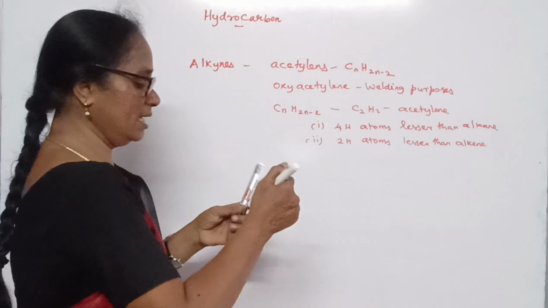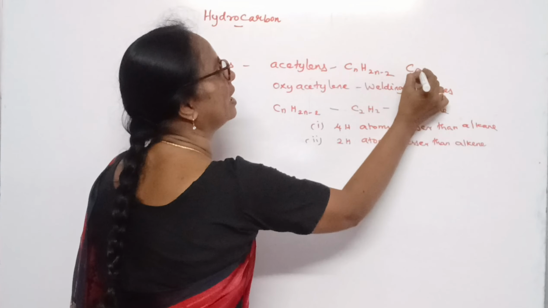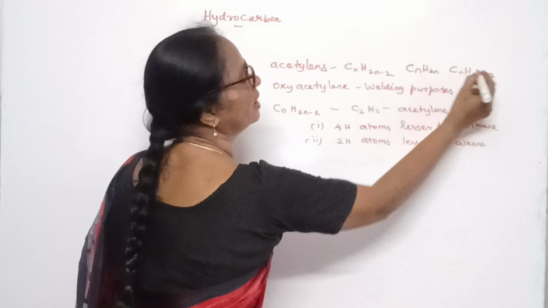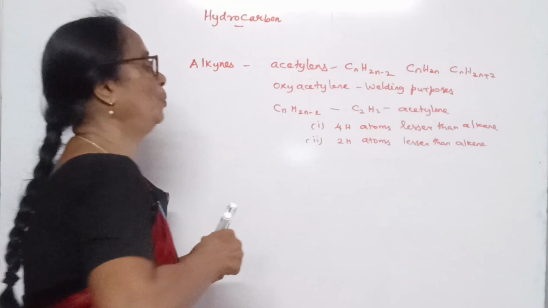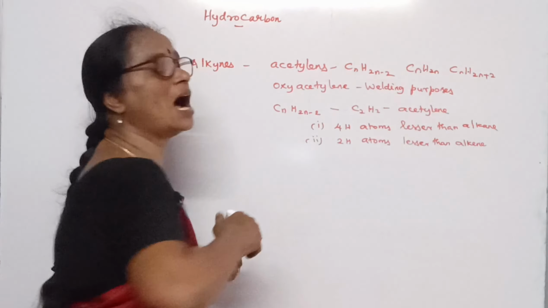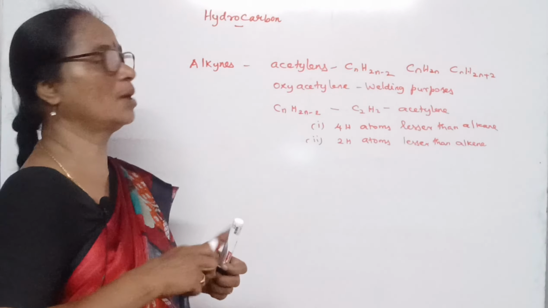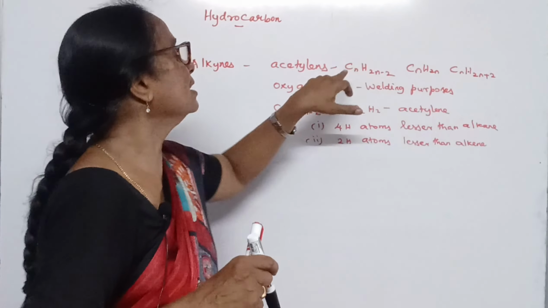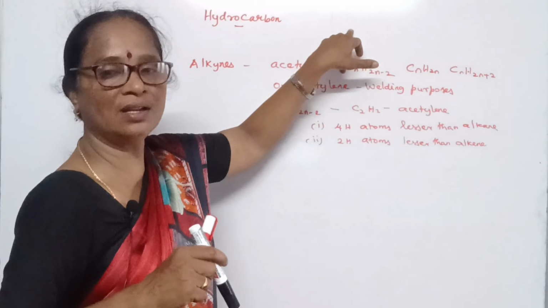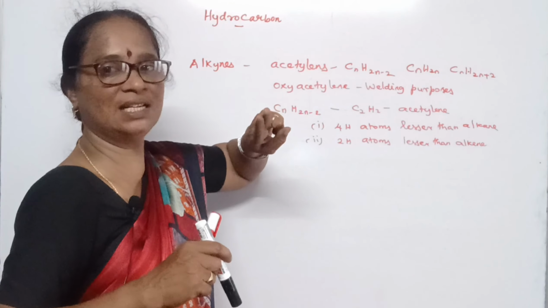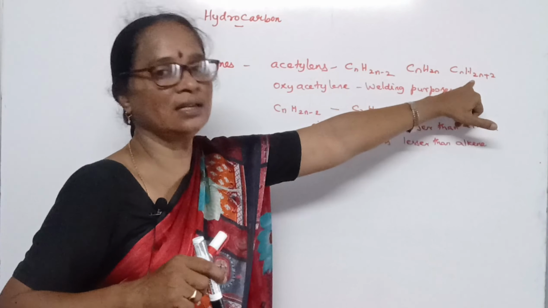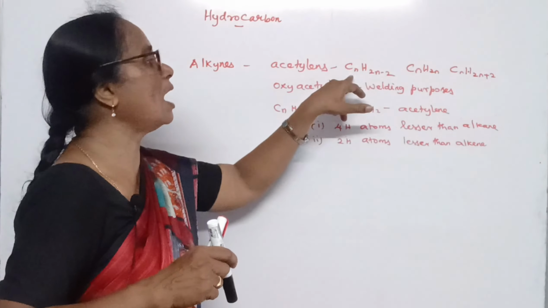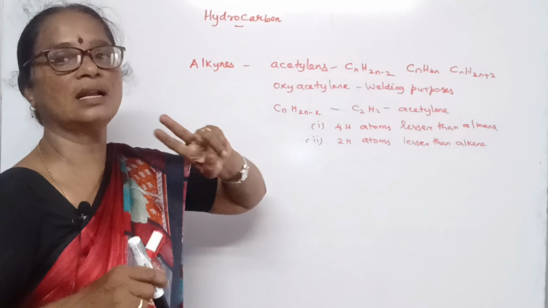When you compare CnH2n minus 2 with alkene CnH2n and alkane CnH2n plus 2, you can compare the number of hydrogens among the three types of hydrocarbon: alkyne, alkene and alkane. We may find that alkynes have fewer hydrogen atoms, lesser than alkanes by 4 hydrogen atoms. Similarly, from alkene to alkyne, 2 hydrogen atoms differ.